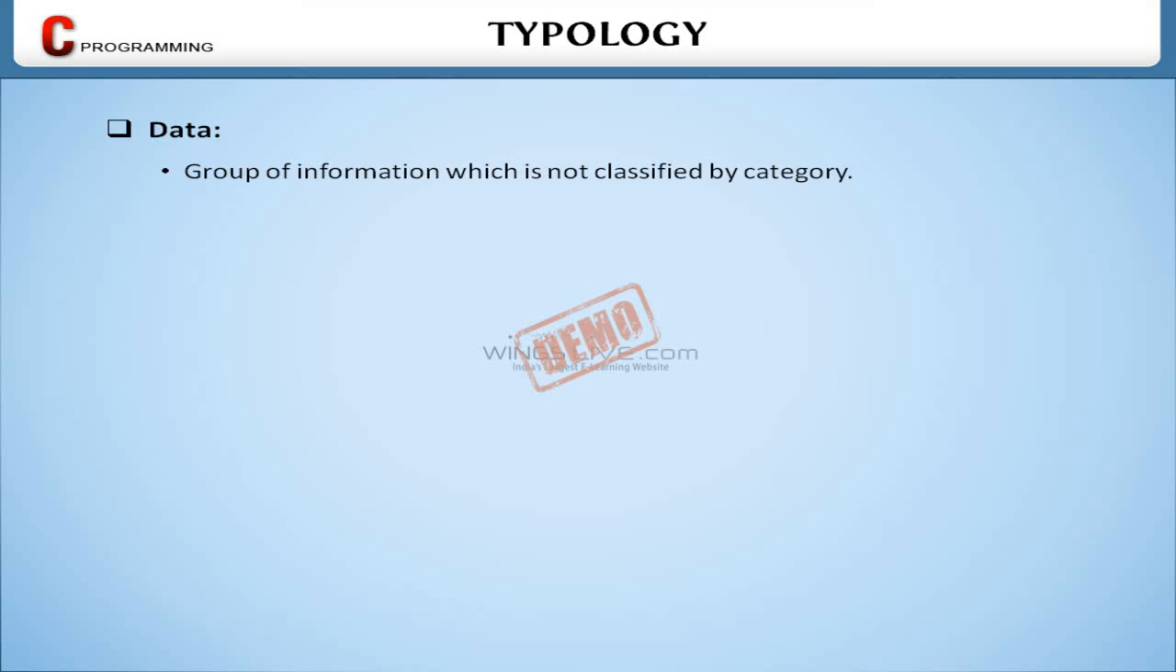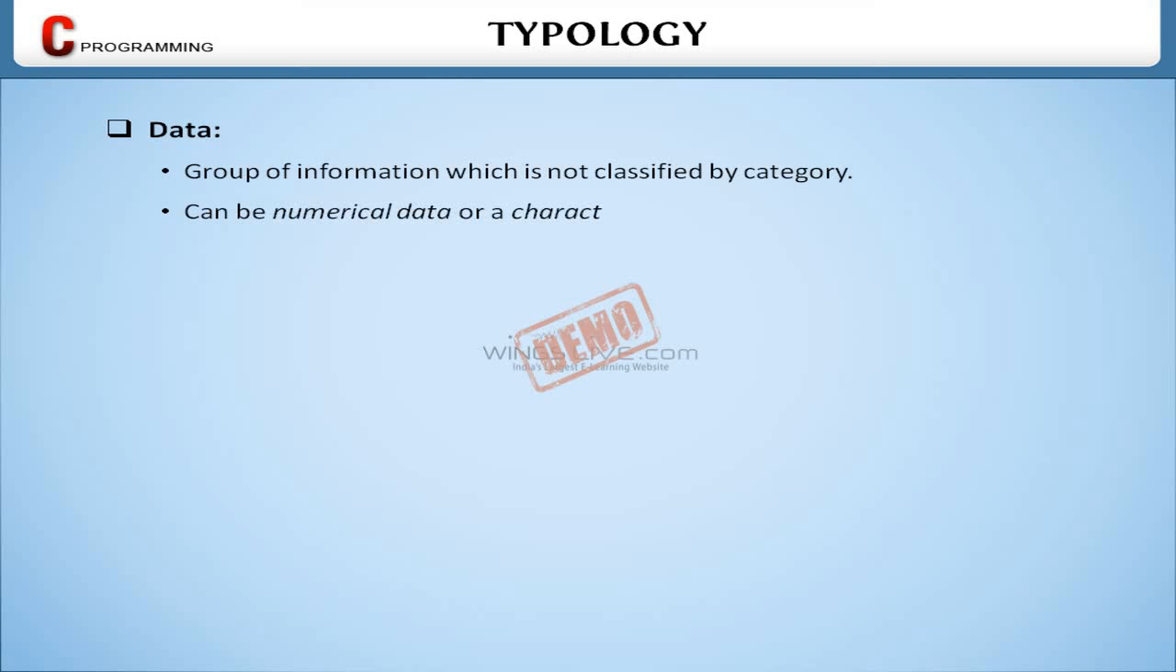Data types. Before discussing the data type, we should know what data is. Data is a group of information which is not classified by category. It means that information will not be arranged in a suitable way. This is called raw data.